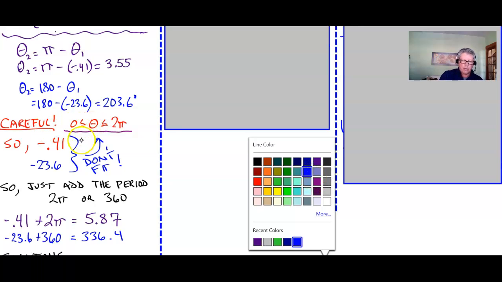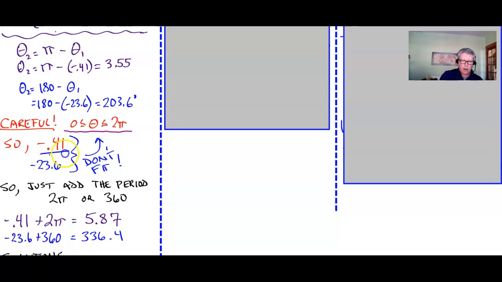So we've got to be careful. This is not going to work. Our focus is on that. So what do we do? We just add the period, 2 pi. So we take our negative 0.41, add 2 pi to it, and we get 5.87. That's going to work out just great. We already have our 3.55. Those are going to be our 2 angles between 0 and 2 pi that give us those 2 looks.